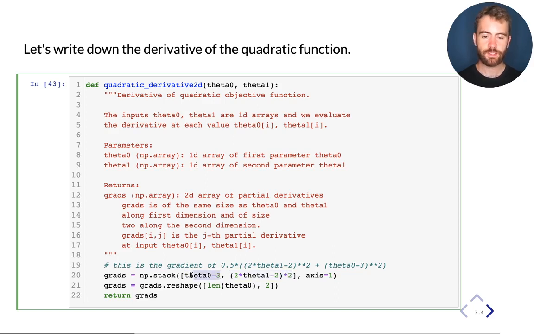You can see that this is indeed the partial derivative with respect to theta 0 by looking at the original expression. Since this is the partial derivative, we can take theta 1 as a fixed constant, and so this term disappears, and now we're only left with the derivative of this term with respect to theta 0, which corresponds to this expression here.